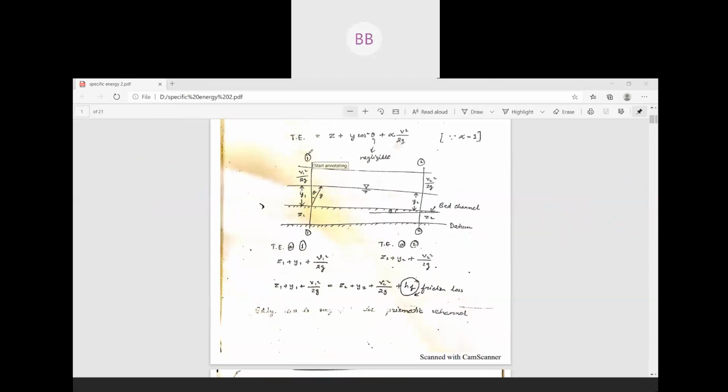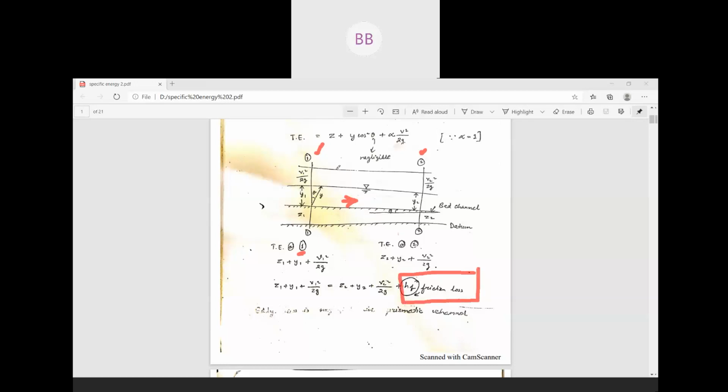You can see in this diagram we have two sections, 1 and 2. If you find the total energy at 1, you get z1 plus y1 plus v1 square by 2g, and the total energy at section 2 is z2 plus y2 plus v2 square by 2g. These two energies cannot be the same, because we have frictional loss when water flows from the higher portion to the lower portion. We have friction at the bottom of the channel.